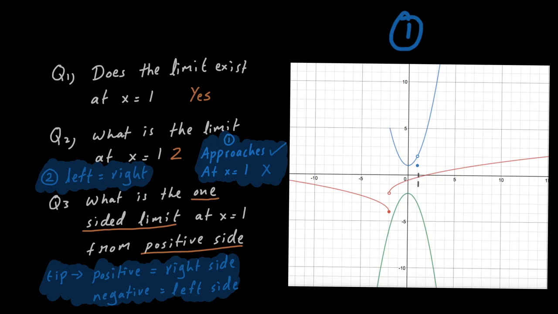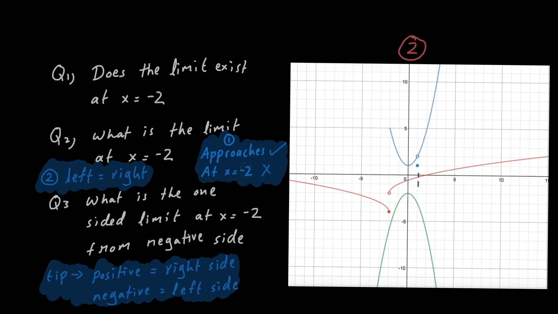So if we approach the graph from the right side, we can see that at x is equal to 1, we are approaching the value 2. So the value of one-sided limit from the positive side is 2. This was a basic question. Now let's jump towards something more complex.